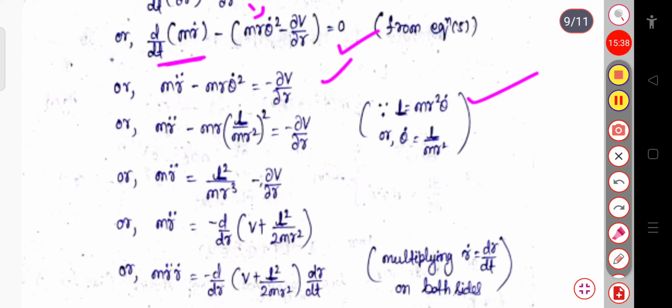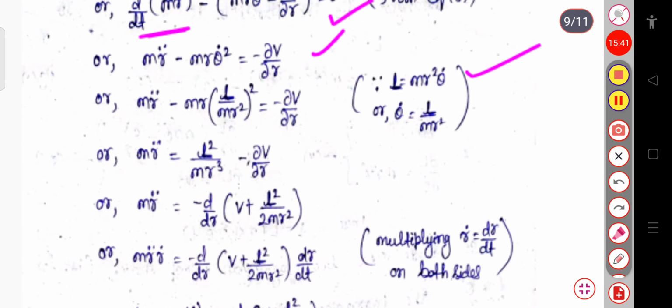So if I replace this theta dot in terms of L by mr square, then this term will be equal to this much. Or this can be written as mr double dot equal to this mr, and one mr gets cancelled, so the remaining term will be L square divided by mr cube.